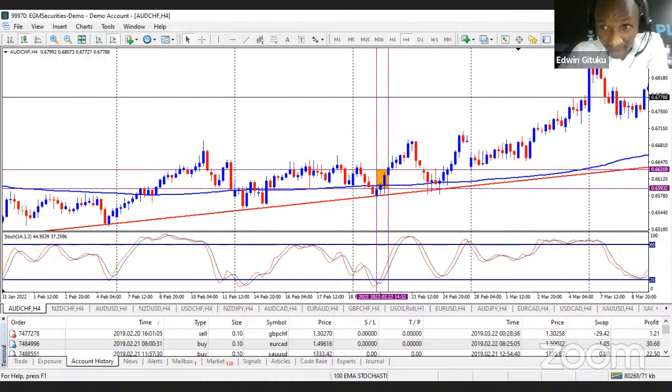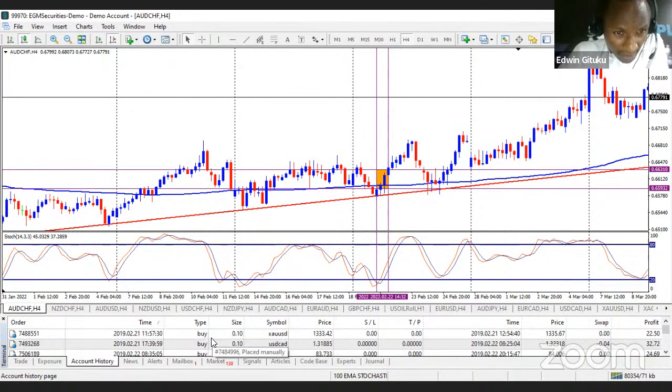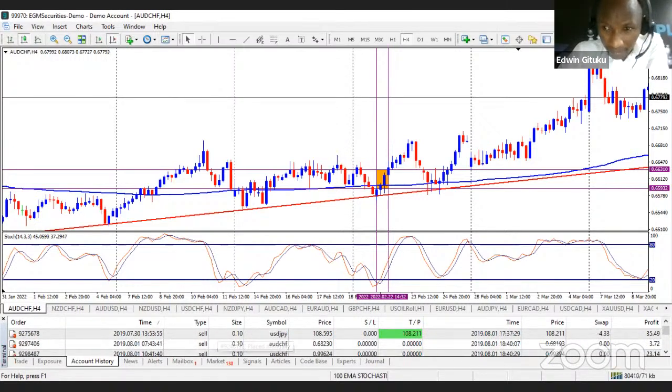So my entry was at 0.6593, and my exit was around 0.6631. So that was a total of 38 pips. And if you had traded a mini lot, you could have gotten around, let's see.